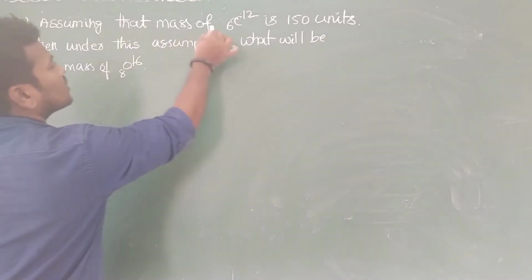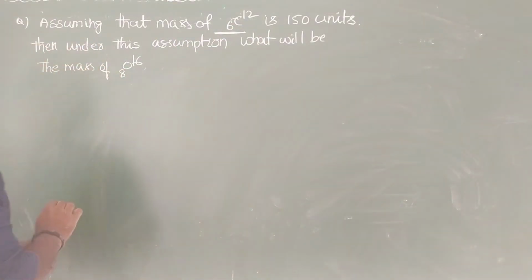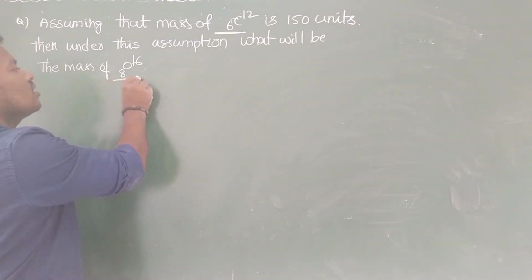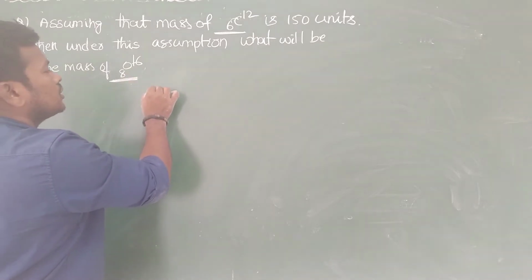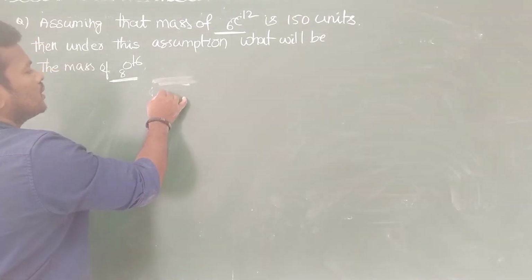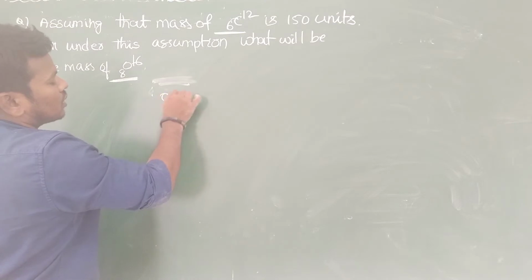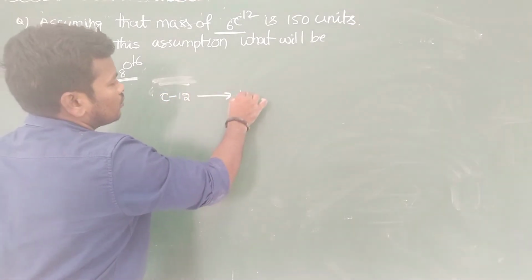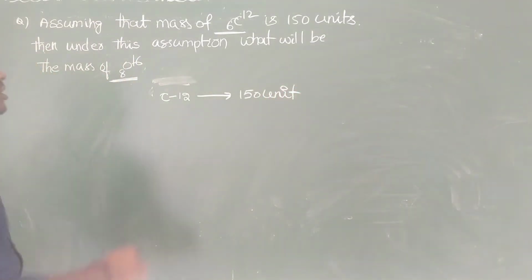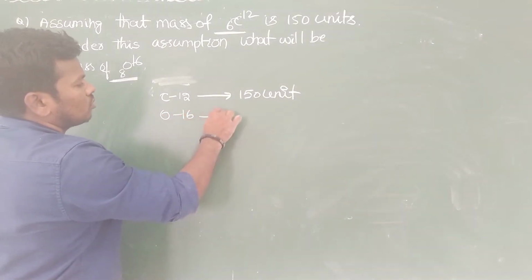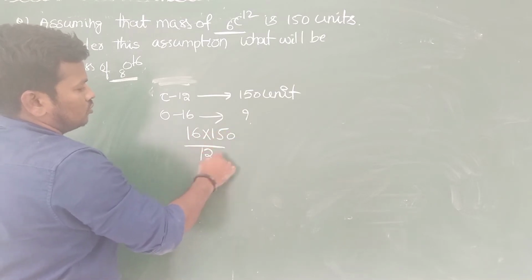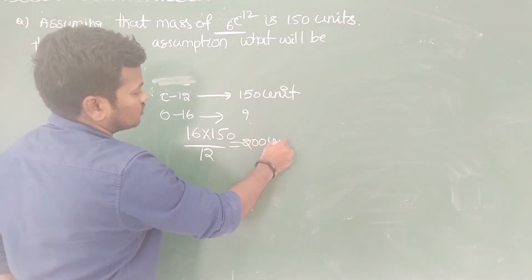Assuming that the mass of carbon-12 is 150 units, under this assumption, what will be the mass of O-16? The atomic mass of carbon is 12 units. By using the unitary method, if carbon-12 atomic mass is 150 units, what will be the mass of O-16? So O-16 mass is 16 into 150 upon 12, and you will get 200 units.